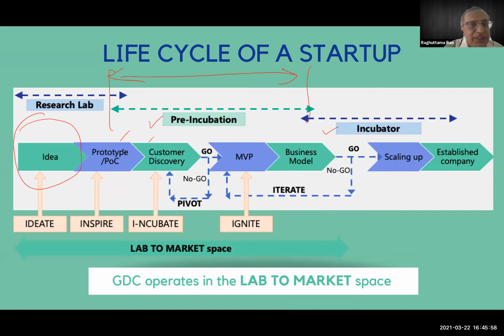Typically, an idea is built into a prototype or some proof of concept. What is not very well done today is called customer discovery. We'll talk about it in the rest of the program. Then some startups actually build an MVP, a minimum viable product. Then some of them hone a business model, which is in line with the ecosystem they work in. Then they should actually go to an incubator and then scale up.